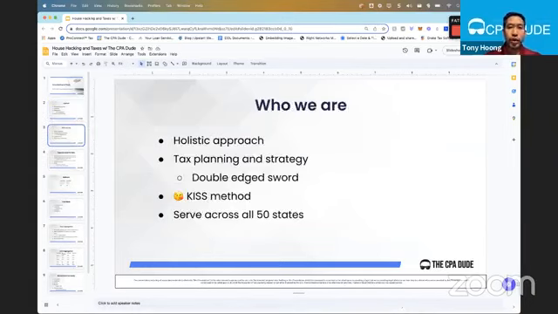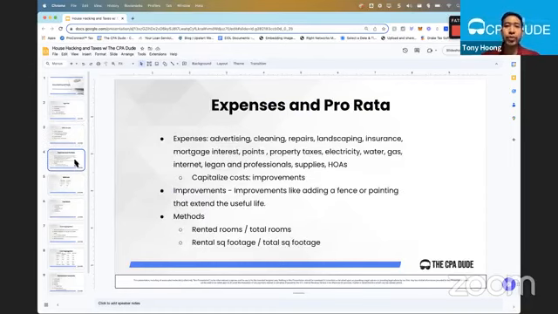Quick slide, who we are. I think most folks know, but if not, we're a tax planning strategy firm. And with taxes, it can be a double-edged sword. We keep it simple, stupid, so that's the KISS method. We just want to keep taxes simple, even though they can be a headache, and we help people across all 50 states.